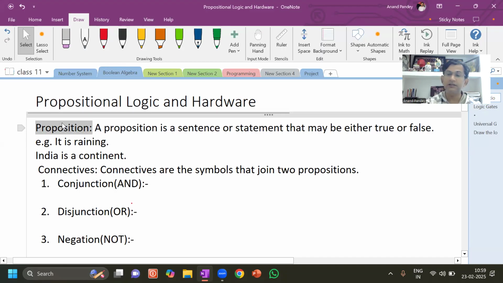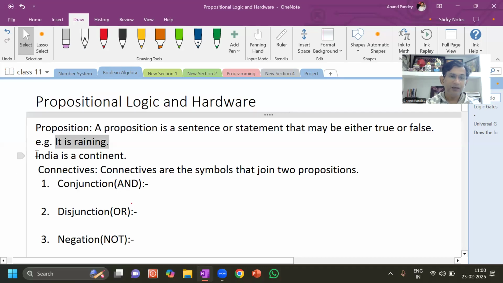True or false के अलावा जिसका result कुछ भी ना हो, that is called a proposition. Okay, just take care, it is not preposition, it is proposition. I am not teaching English, I am teaching algebra. Okay, Boolean algebra. So for example, here is one example of a proposition: it is raining. Consider while you are watching this video, if it is raining, the result of this statement is true. And if it is not raining, then the result is false. So it's a proposition.